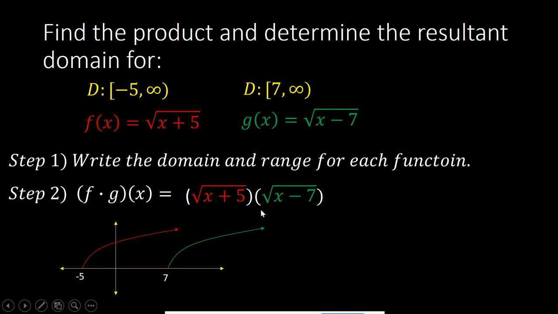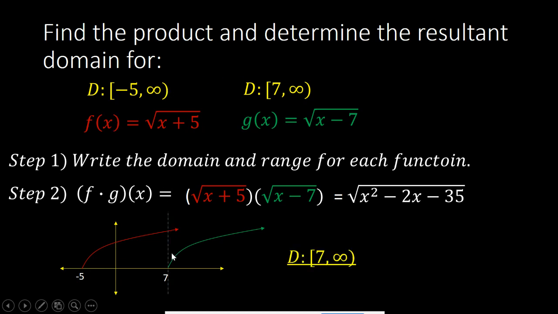Because it's a radical times a radical, I can multiply x plus 5 and x minus 7 inside the radical. You can get the square root of x squared minus 2x minus 35. That is the quantity of x plus 5 times the quantity of x minus 7 inside the radical. So that is the answer for this product. What's its domain? Well, the domain should be the overlap of these two domains, which is right from here to the right. So 7 to infinity is the overlap. And that's the domain of f times g in this particular example.